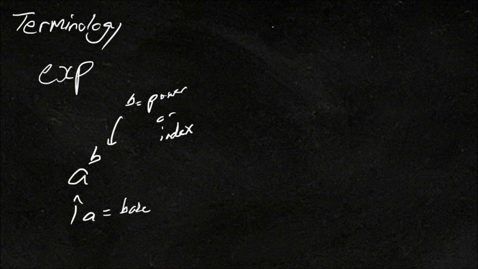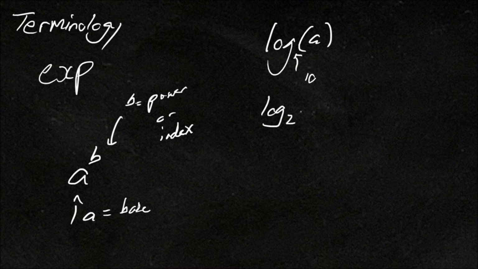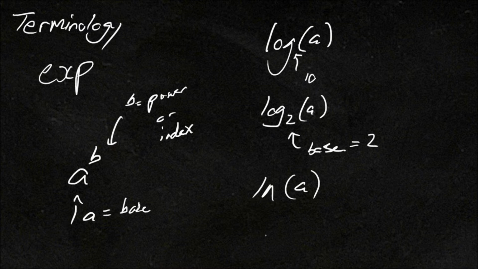For logarithms you can have just log a, and when there's no number here, it's assumed that it's 10. Sometimes you will have a number written there, so it could be log 2 a. So here we have our base equal to 2. Sometimes, however, it could be a natural log, and that's ln a. And for this case, the base is equal to Euler's number, which is 2.7, etc.